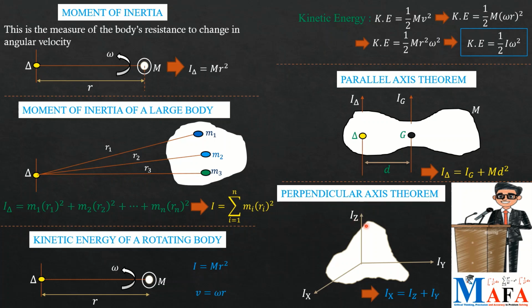If you know the moment of inertia of a body about two axes that are perpendicular to each other, and you want to find the moment of inertia of this body about a third axis which is perpendicular to both of these axes, then you simply sum the moments of inertia about the two axes that you know, and you get the moment of inertia about the third axis.